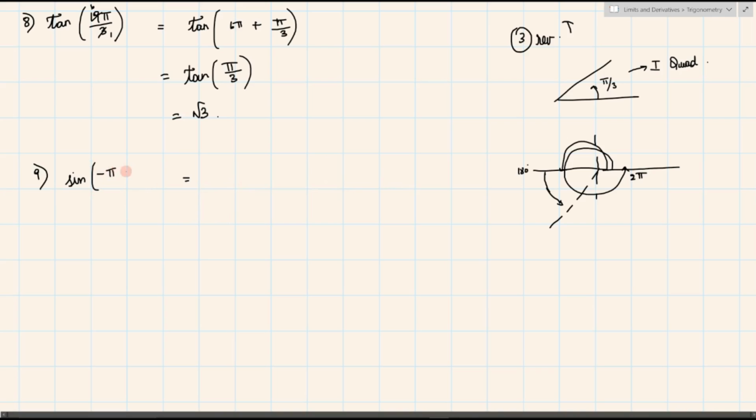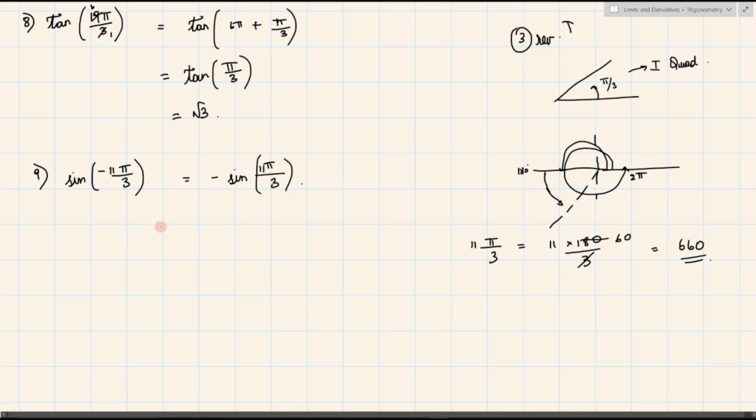Next question, we have sine of minus 11 pi by 3. So minus sine of 11 pi by 3. If we convert this 11 pi by 3 to degrees, we'll have 11 into 180 divided by 3. 3 times 60 is 180, and 11 times 60 is 660 degrees.